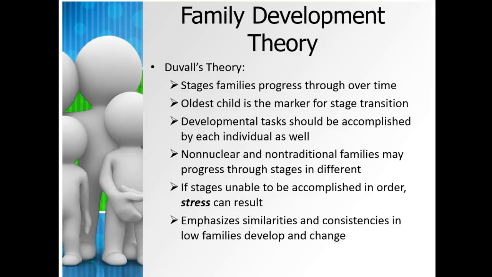Family development theory. This is going to be Duvall's theory. Duvall says that you don't need to know the stages, but there are stages that families progress through over time, kind of similar to Erikson's stages in a way. The oldest child is going to be the marker for the stage transition. The developmental tasks are going to be accomplished by each individual as well, and those developmental tasks are the specifics that we're going to talk about in this class over the next couple weeks.